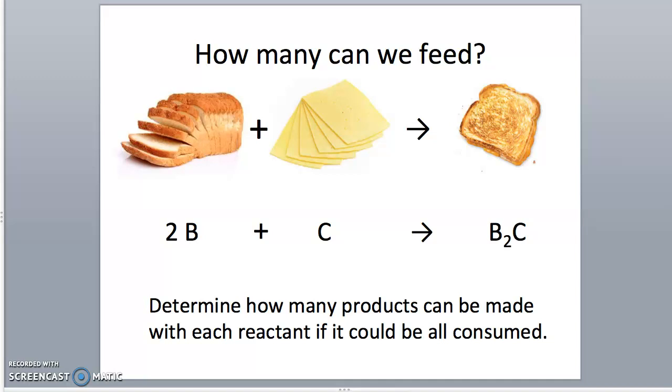The question is, how many sandwiches can you make if you have 28 slices of bread and 9 slices of cheese? We can only make 9 because this uses all of our cheese. Cheese is the limiting reactant in this scenario. We can even determine how many slices of bread remain by calculating how much bread was used by 9 slices of cheese. 18 slices of bread were used, so 10 slices remain. We will apply this concept to chemical reactions in the subsequent slides.